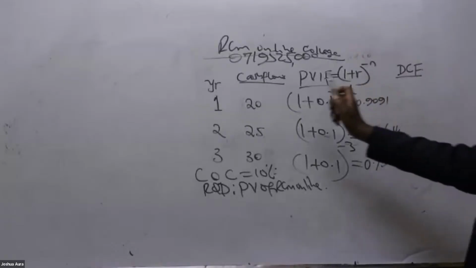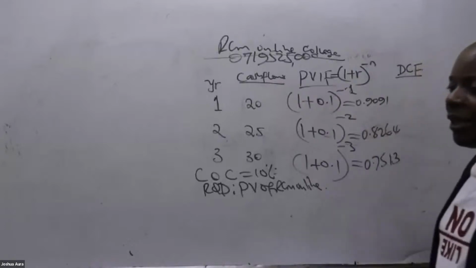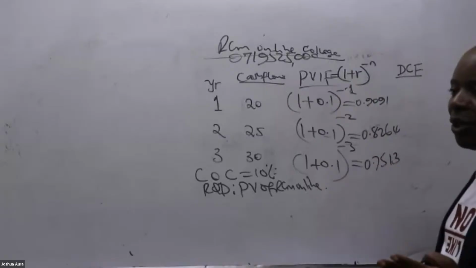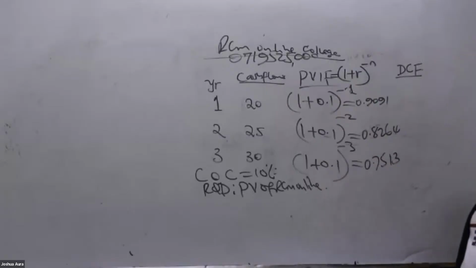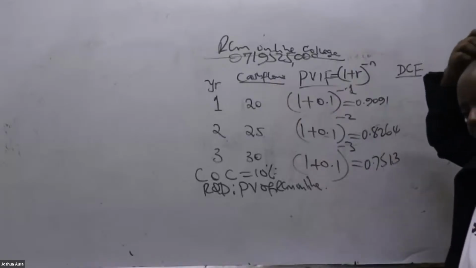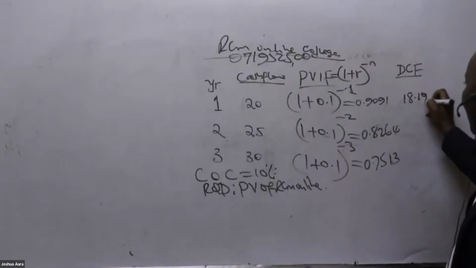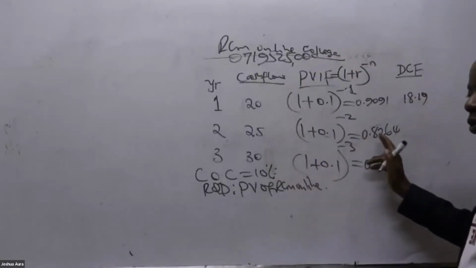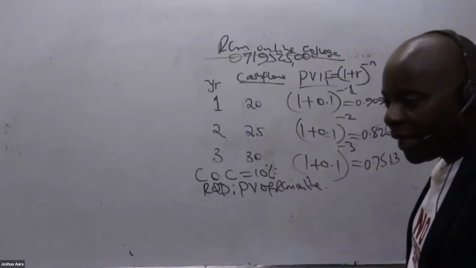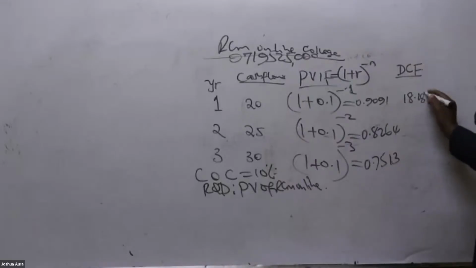Discounted cash flows: you take the cash flow multiplied by the discounting factor, the PVIF. You can give it to me in even 2 decimal places. 20 times this, what figure are we getting? 18.19. How about 25 times the second one? 20.66.